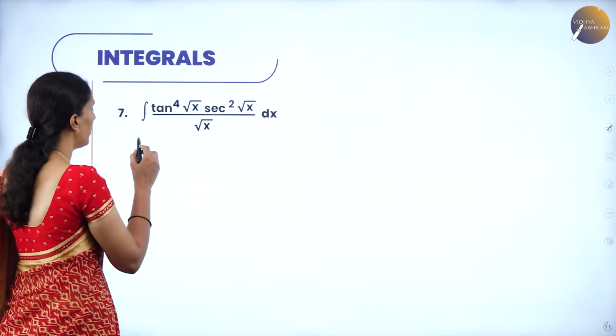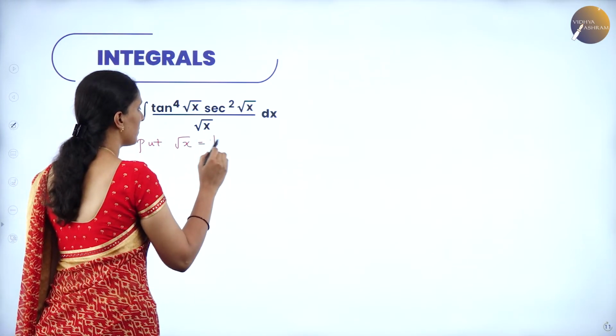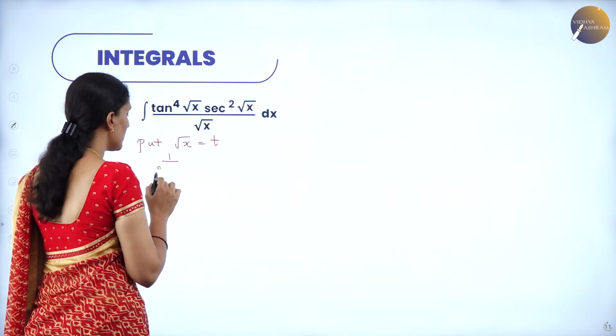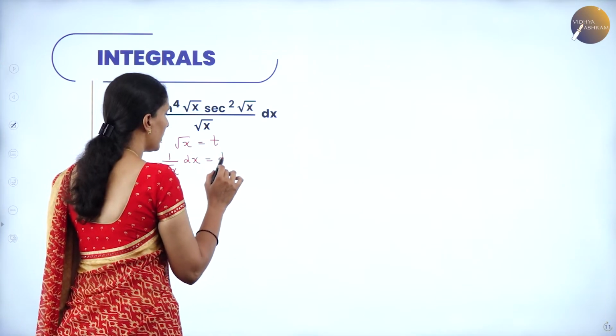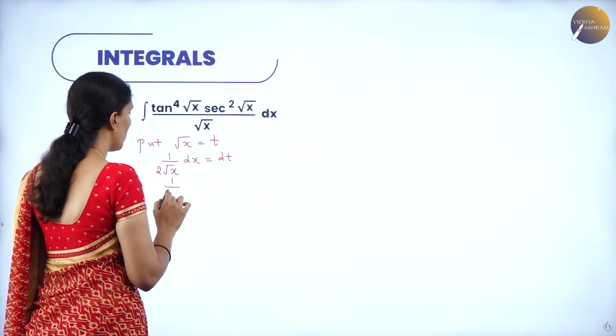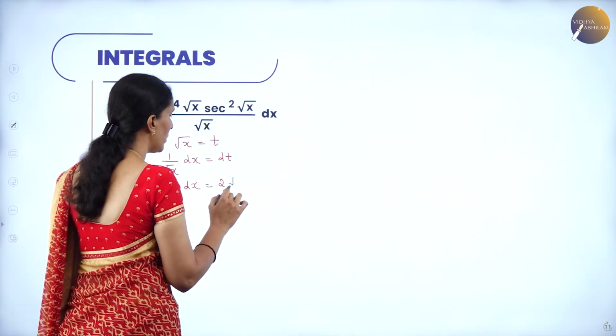So here put root x is equal to some t. Then derive this. What happens? Derivative of root x is 1 by root x into dx is equal to dt. So here 1 by root x dx I have. So 1 by root x dx can be written as 2 into dt.